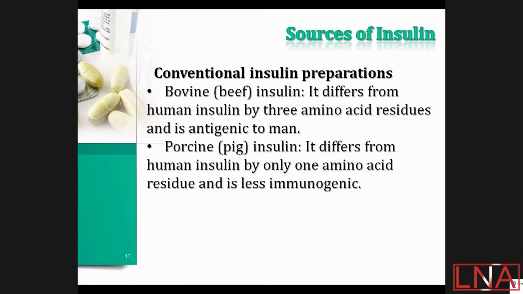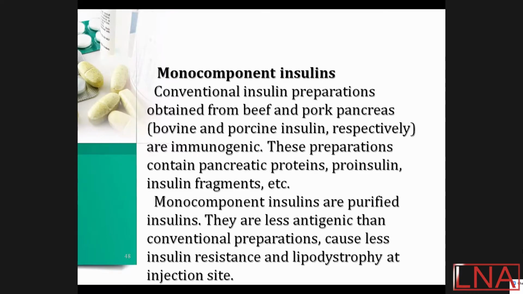About drugs. There are different sources of insulin for diabetic patients. First of all, we may use beef or bovine insulin. It differs from human insulin by 3 amino acids, and we may use porcine or pig insulin. It differs from human by only 1 amino acid and produces a less immunogenic effect. There is no big difference. Bovine insulin sometimes produces immunogenic effects, so it might cause an immune response in the human body. So they are not totally safe, but they are very helpful for patients. And of course, scientists try to reduce this immunogenicity and better to use monocomponent insulins.